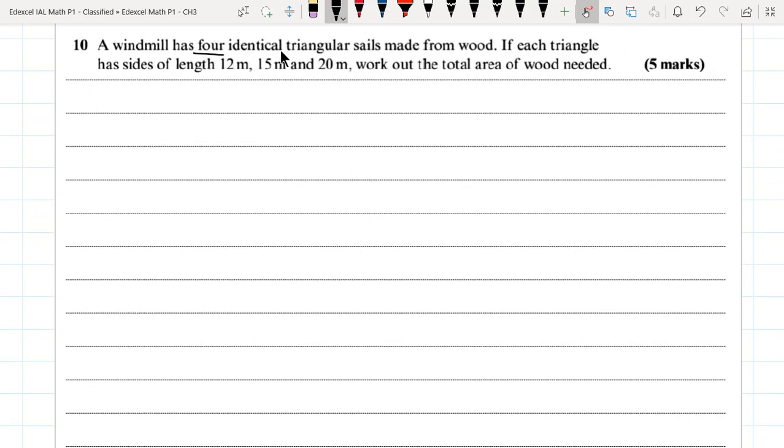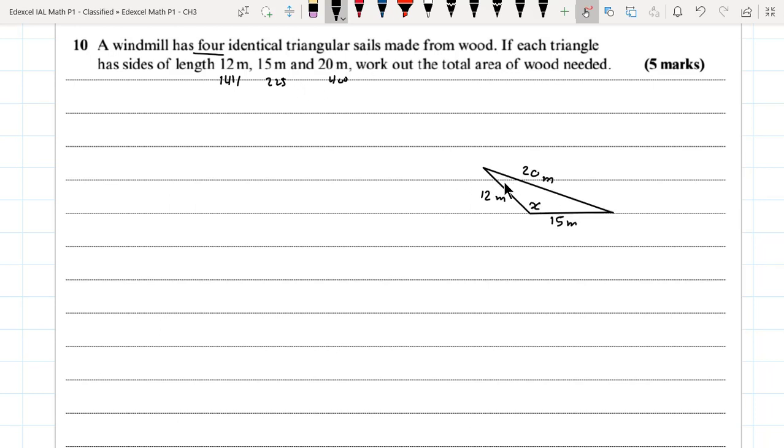A windmill has 4 identical triangular sails made from wood. If each triangle has sides of length 12, 15, and 20 meters, work out the total area of the wood needed. Of course, it's a very easy question. The square of 12 is 144, the square of 15 is 225, the square of 20 is 400, so it will be an obtuse triangle, right?